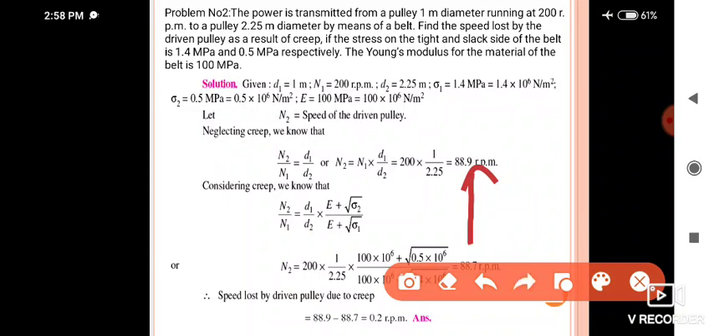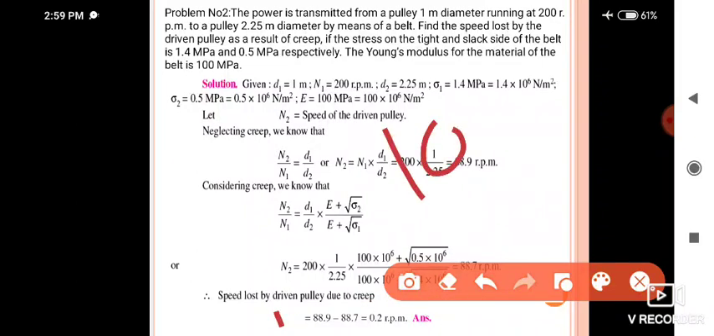Then we can think that the answer is correct. Then we need to find the speed lost by the driven pulley due to creep. Okay, we should subtract from that n2 value. The larger one is 88.9 minus 88.7, so 0.2 rpm is lost. Okay, that is the final answer.